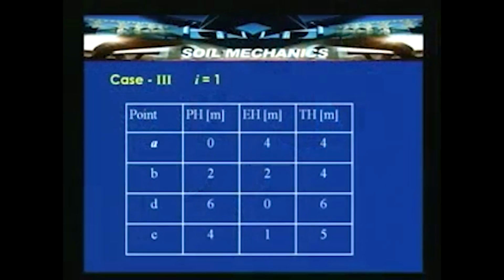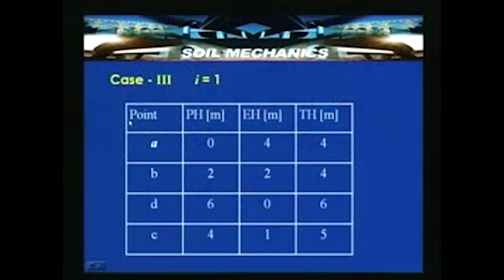Let us now consider case 3. Having seen case 1 and case 2, let us see case 3, where the hydraulic gradient is equal to 1. That means that i is equal to 1. So, the length of the flow is 2 meters, so head loss is around 2 meters. So, 2 by 2 is equal to i equal to 1.